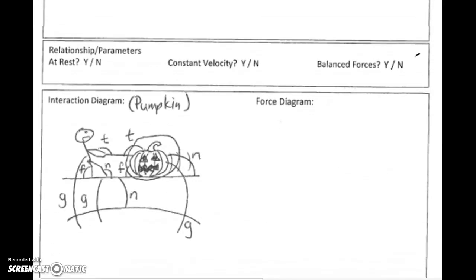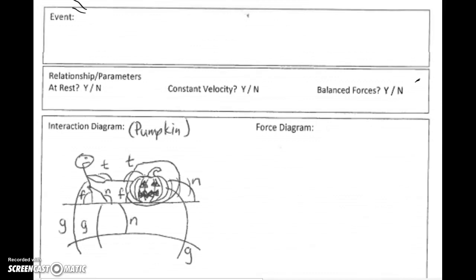Okay, so we have some additional information we can now figure in here. Relationship parameters. Is it at rest? Certainly not, because we see that it was moving from that graph. Constant velocity? Yes, the same velocity all the way through. And because our velocity is constant, our net force is equal to 0, so our forces are balanced, yes.